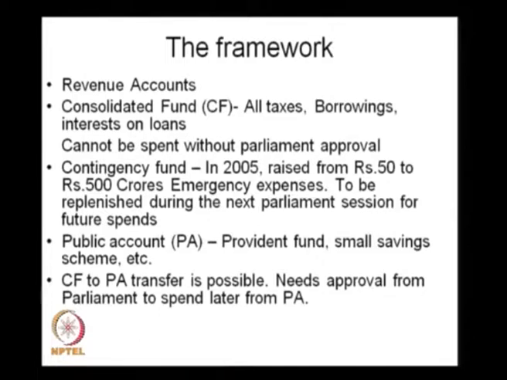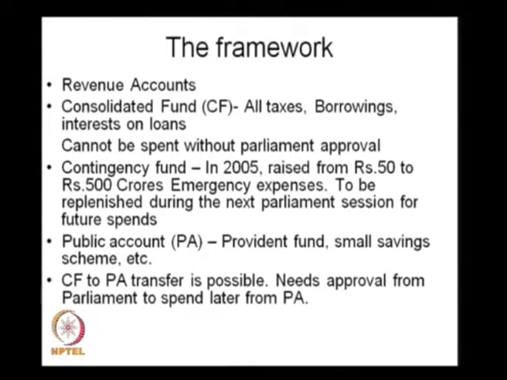The framework of the budget: if you look at the budget, it has the revenue accounts and the expenditure account, and you would find that there is something called the consolidated fund. It is in this consolidated fund that all the taxes, the borrowings of the government, and the interest that it receives on the loans that it has disbursed get in. Now, any amount of money that gets into the consolidated fund cannot be spent without getting the approval of the parliament. There are some exceptions to it.